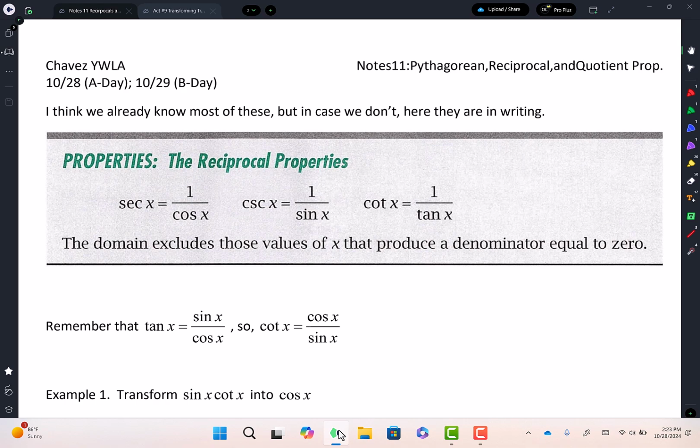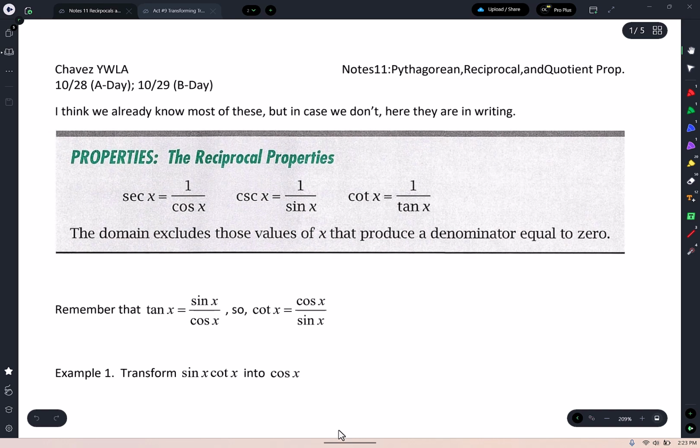All right, guys, here we go. Notes 11, Pythagorean, Reciprocal and Quotient Properties. So I think some of you might have heard that this was tough. It's not. Let you be the judge of that. You'll see it's not that bad.